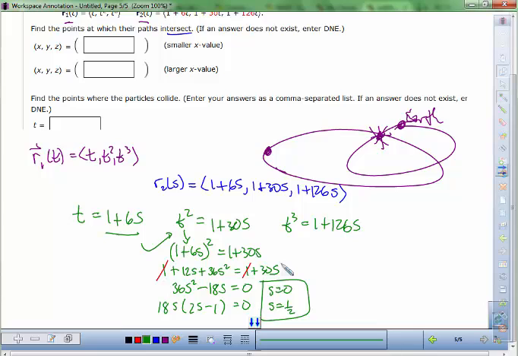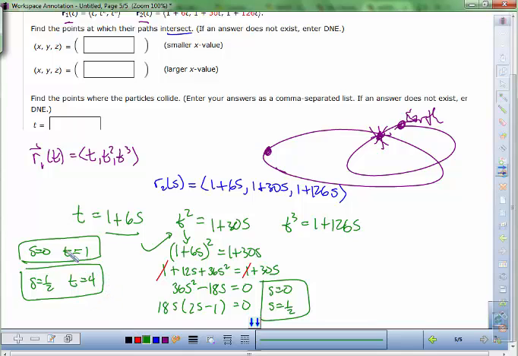Okay. So let's take s equal to 0. Our t then would equal 1 plus 6 times 0, so this is one pair of possibilities. And let's take s equal to 1/2. Then we've got t is equal to 4. At this point they are at different times, so we know that we're not actually going to collide.